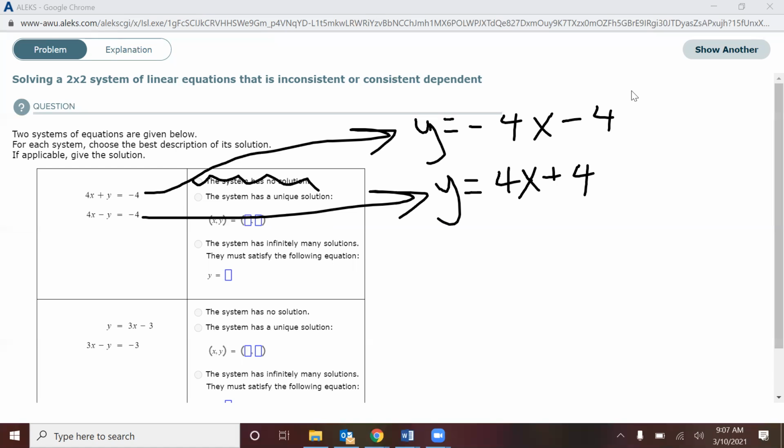And they're not the same line, because the slopes are different and the y-intercepts are different. We'd have to have everything be a perfect match in order for them to be the same line. So that's out. So they must intersect in exactly one place. So we need to determine what that is.